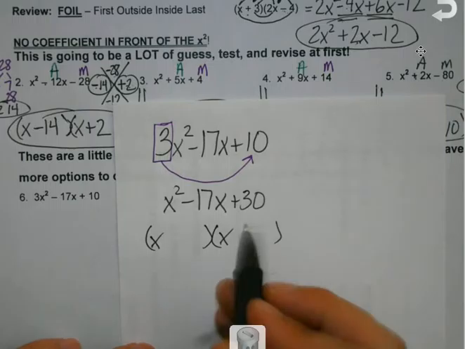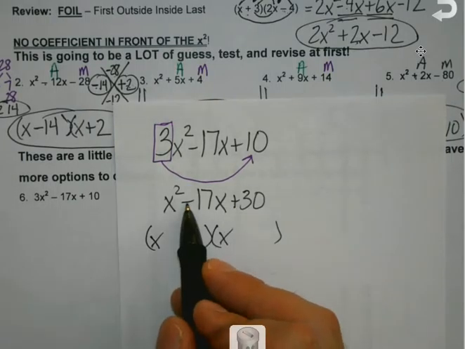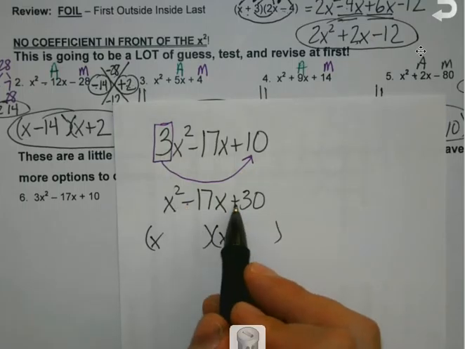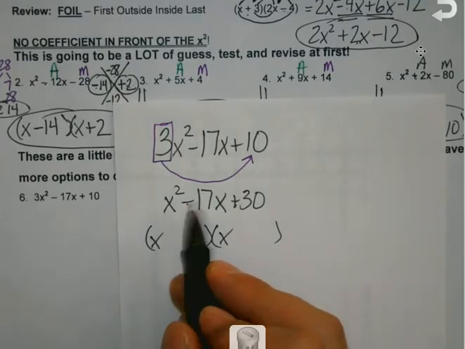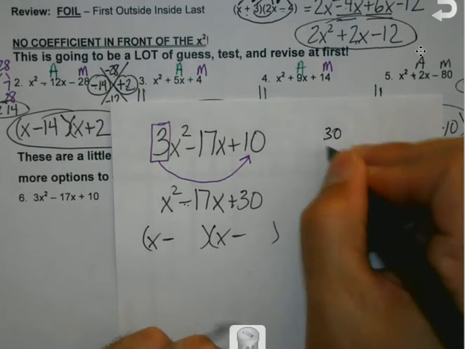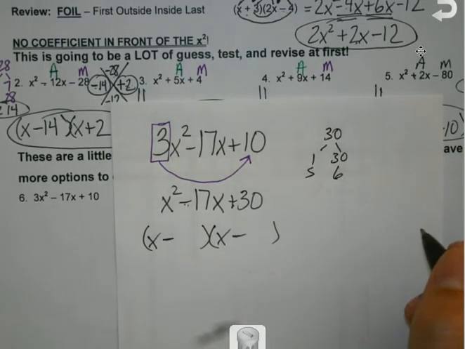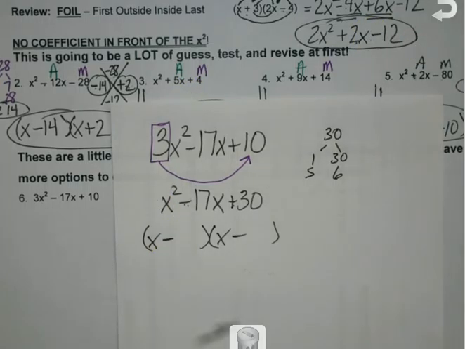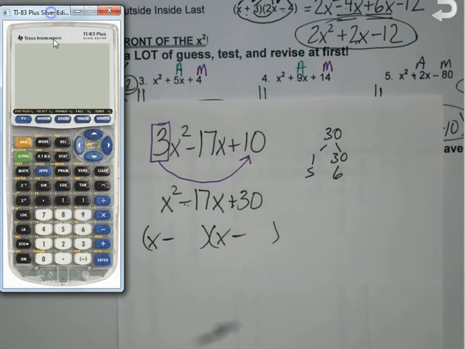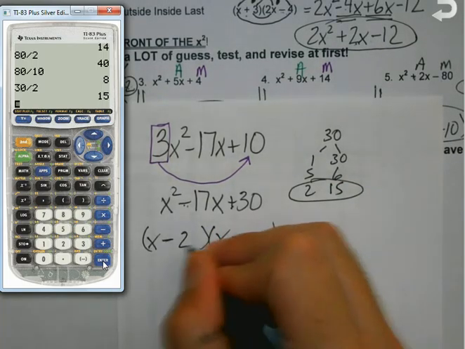So I go, okay, x. Let's see if I got any hints. Multiplies to a positive, adds to a negative. Well, if this is positive, they either both have to be positive or both be negative. That says negative. Okay, so these are both going to be negative. Let's see here. 30. What do I know about 30? 1 and 30. 5 and 6. Neither of those get me to 17, though. Let's see here. What about, let's start small again. 15 and 2. Ooh, 15 and 2. Okay. 15 and 2 can get me to 17. So I'll write 15 and 2.